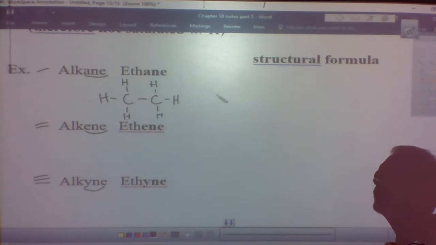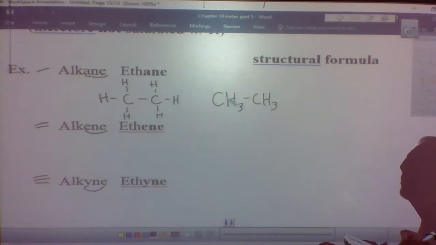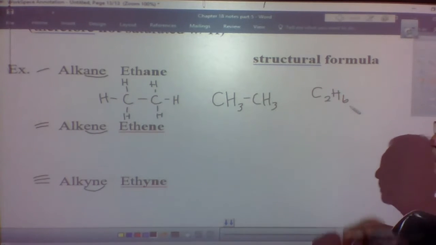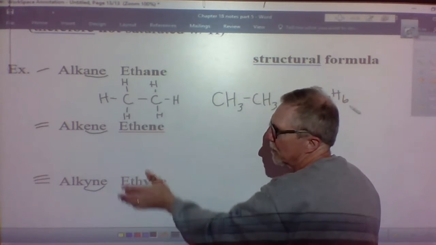The condensed structural formula will be like this: CH3, CH3. The molecular formula will be C2H6. Double this and add 2, and you get your 6. That's alkanes. Now let's do an unsaturated one.